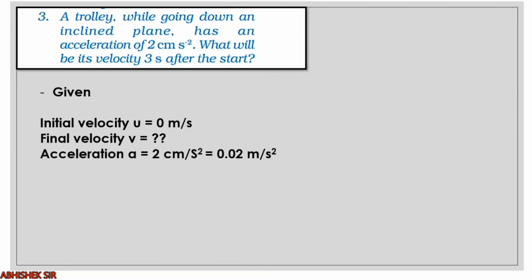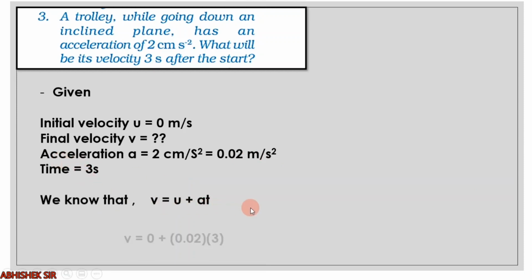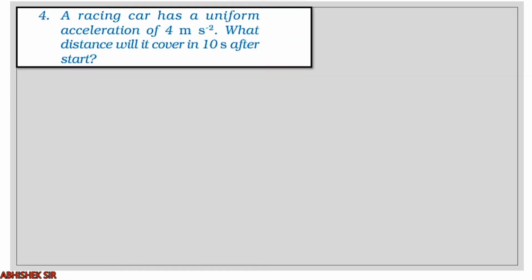Acceleration is 2 centimeters per second square, divided by 100 to convert into meters per second square. We are finding velocity after 3 seconds, so time is 3 seconds. So we know that v equals u plus at. We are finding v. Initial velocity is 0, acceleration is 0.02 and t is 3. So what is 3 into 0.02? It will be 0.06 meters per second. Clear?